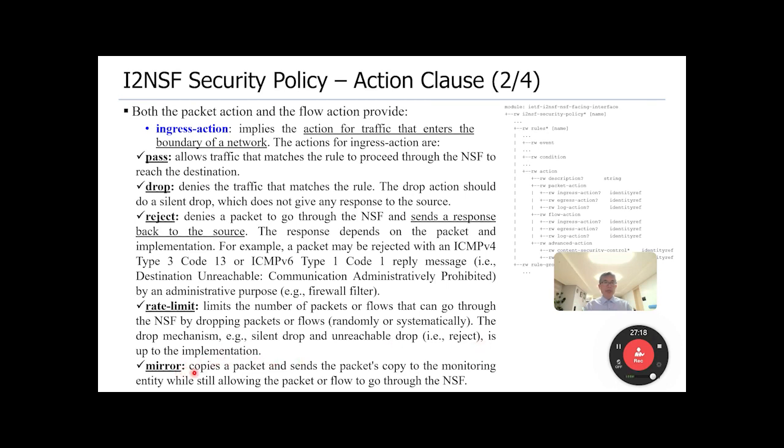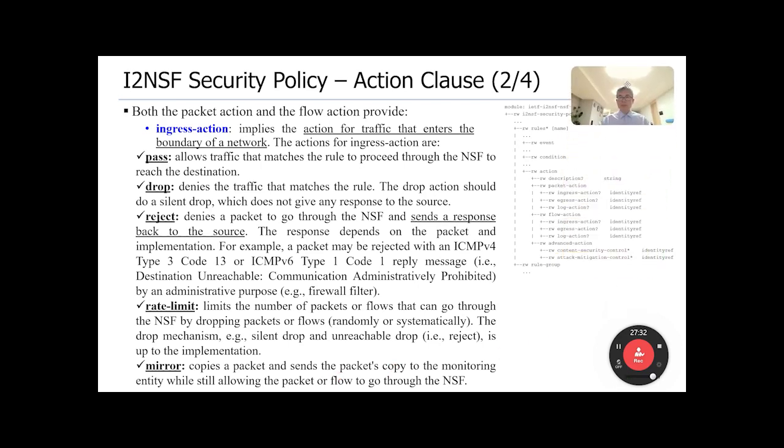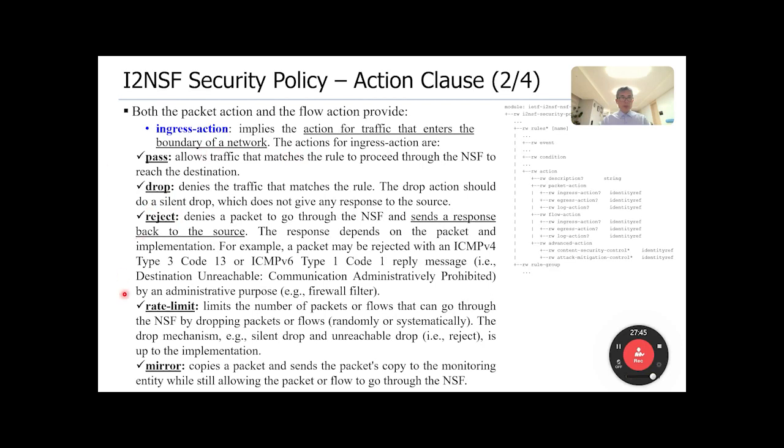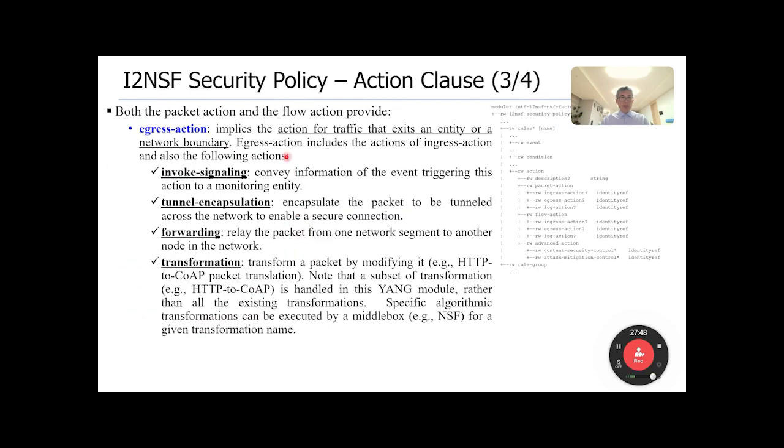The middle case is copy packet. The original packet is allowed to go through the NSF, and the other copy is sent to the monitoring entity for analysis. And egress is the action for traffic exiting over a network boundary. The basic actions, pass, drop, reject, rate limit, and meter, are included here. In addition to them, invoke signaling, tunnel encapsulation, forwarding, and transformation are supported.